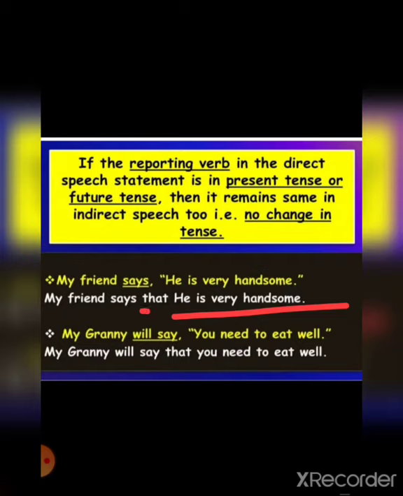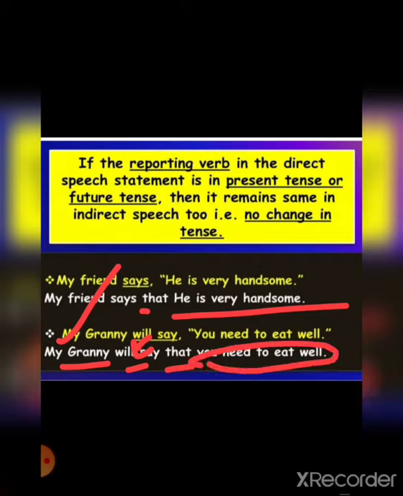Okay? Next, my granny will say, you need to eat well. So my granny will say, it will sit just as it is written. After that, that you have to write. Then you need to eat well. Whatever is written, just it is given, because there will be no tense change in this kind of sentences.